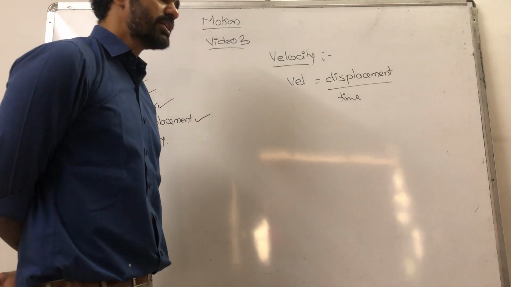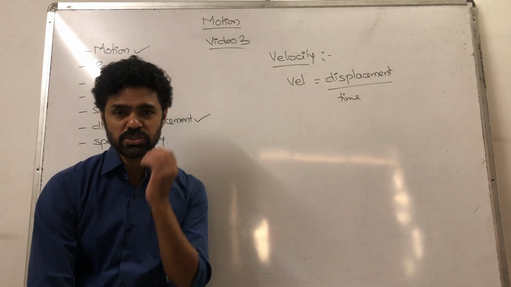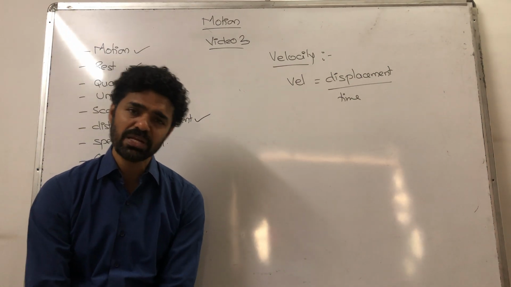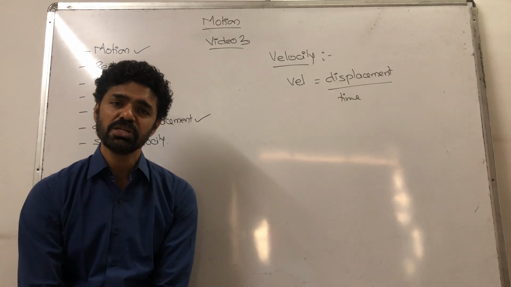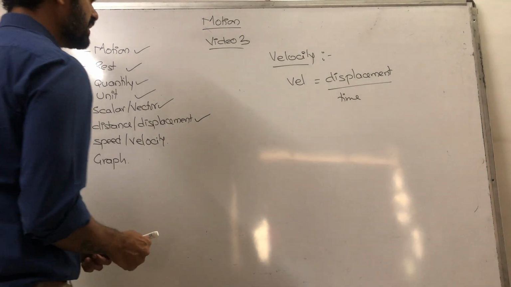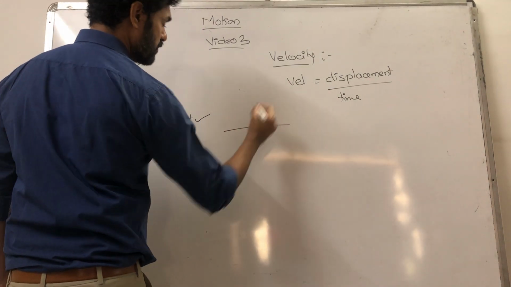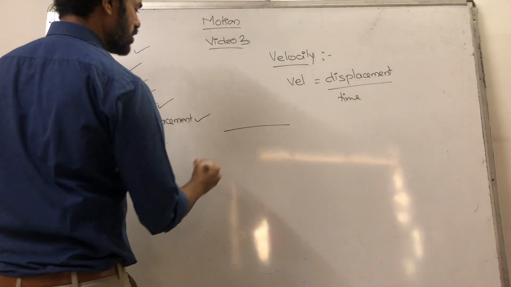Now because displacement is a vector quantity, it focuses on the direction. Velocity also focuses on direction as well as magnitude. Hence velocity is also a vector quantity. Now with an example, let's try to understand how speed and velocity differ. For a common man, speed and velocity mean the same.